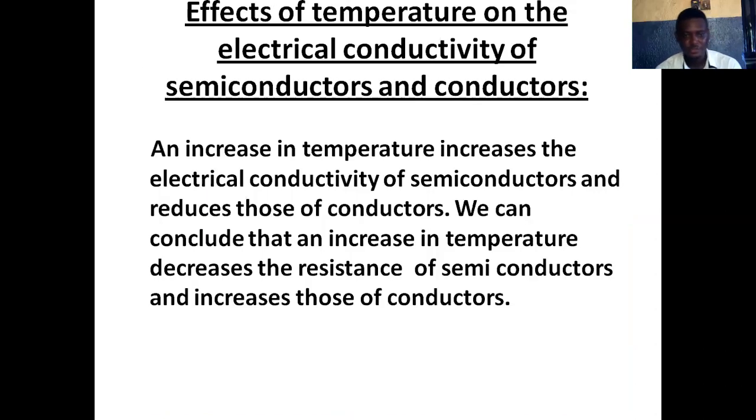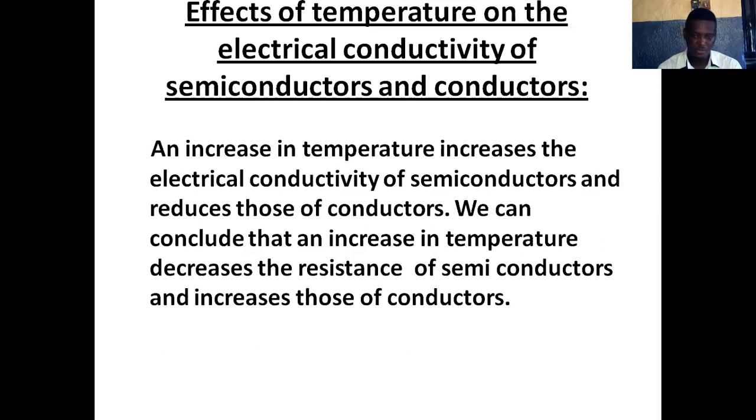So, effect of temperature on electrical conductivity of semiconductors and conductors. So what's the effect? Increase in temperature increases electrical conductivity. Yes, this makes sense because as the temperature is increased, that means there will be faster liberation of what? Electrons and creation of holes. More temperature, more liberation, and there will be more holes also created. So electrical conductivity is increased with increase in temperature.